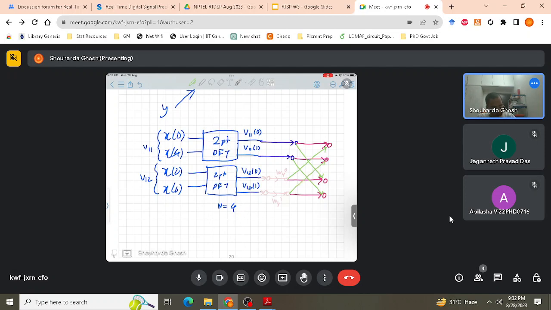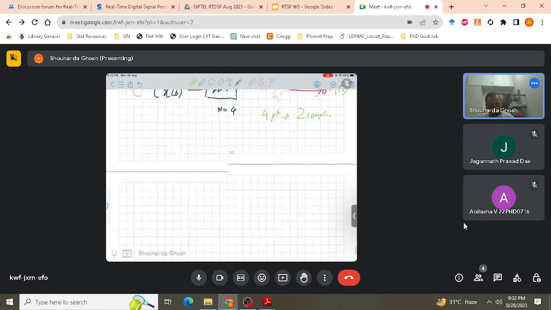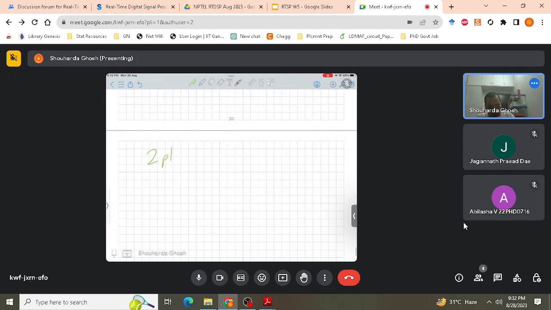Okay, so see what will happen here? Minus, and this was V11. So actually this was our F1. So F1 of 0, F1 of 1, F1 of 2, F1 of 3. So now a 4-point DFT you can see has 2 complex multiplications and 2 points. And now what is a 2-point DFT? A 2-point DFT is a very easy and simple structure.